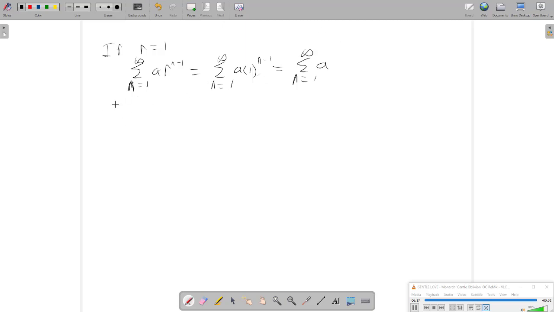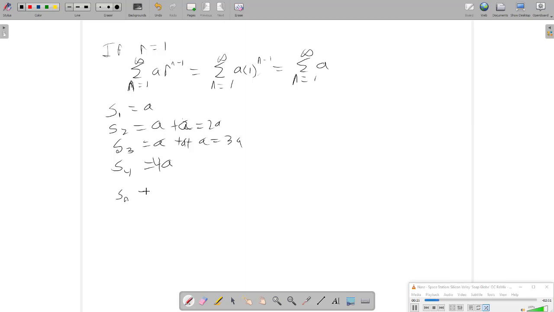So let's look at the sequence of partial sums. S sub 1 is of course a. S sub 2 is a plus a. S sub 3, a plus a plus a. That's 2a, 3a, and I think you can probably jump to what S sub n is going to be. S sub 4 will be 4a, so S sub n equals n times a.